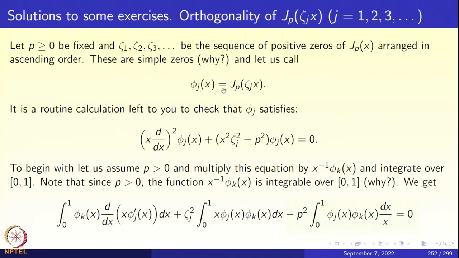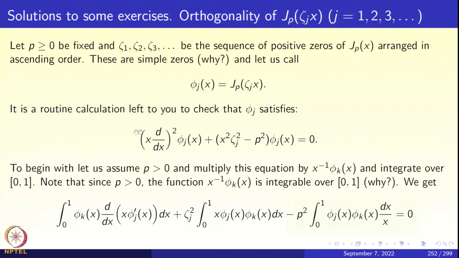So let us write phi_j of x as Jp of zeta_j x. Now again, a routine calculation will tell you that this phi_j satisfies this ODE. It is just that the x squared gets replaced by x squared zeta_j squared. Nothing else happens in the differential equation. First, we will look at the case when p is strictly positive, and later we'll look at what happens when p is 0. The case p is 0 is easier. The case p bigger than 0 is slightly more complicated, but that's also pretty easy really. Multiply the differential equation by 1 upon x phi_k of x. So this phi_j, phi_k, and there's an x here; after multiplication by x inverse, the x inverse will cancel with the x here, and we'll be left with 1 x.